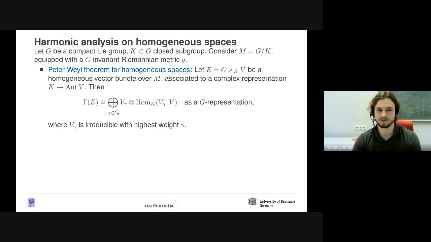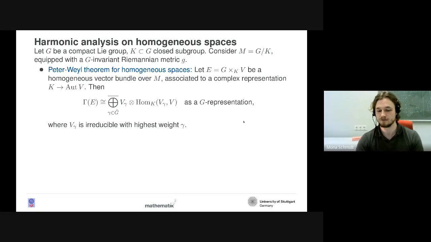So this G hat is just the set of highest weights of irreducible representations of G. And so basically we run through all complex irreducible representations of G, and they all appear in this space of sections with some multiplicity, and the multiplicity is exactly determined by the dimension of this space. So this is the space of K invariant homomorphisms from V gamma to V, where V is the fiber of the bundle.